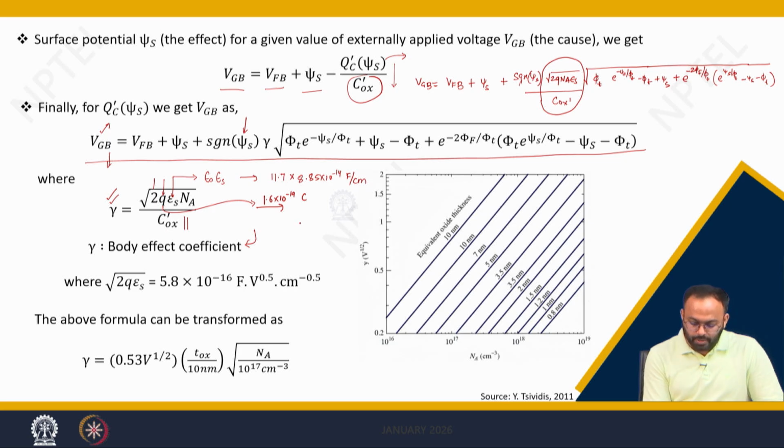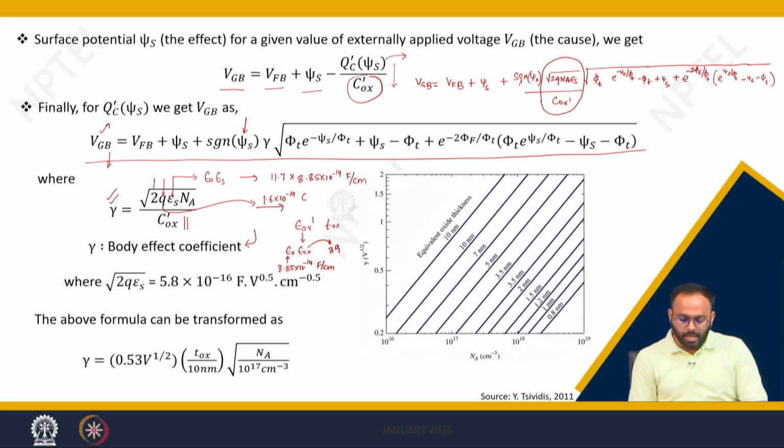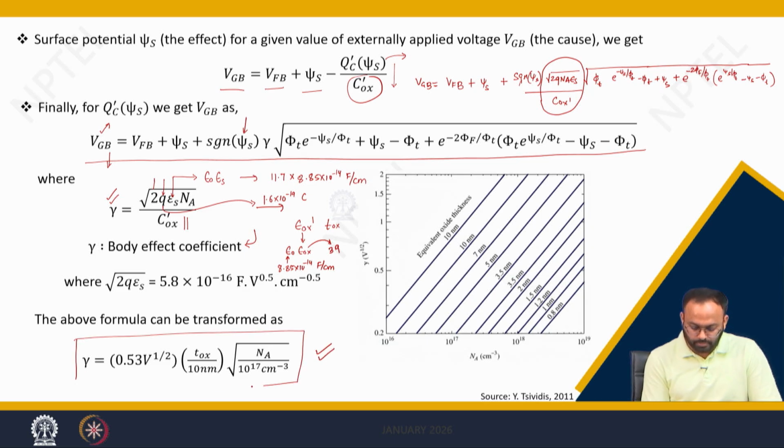Again, this COX can be written as epsilon OX dash over TOX, right, and epsilon OX dash can again be split into epsilon naught into epsilon ox, where epsilon naught is the permittivity of air, which is 8.854 into 10 to the power of minus 14 farad per centimeter, and the relative permittivity of silicon dioxide is 3.9. Considering all those known values, I can get a simple formula or simple equation for gamma in terms of TOX, which is the thickness of oxide, and the body doping.